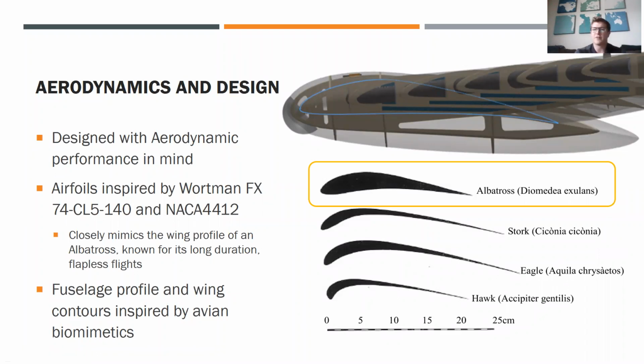So the inspiration for the aerodynamic design of this aircraft is birds. We looked at the albatross and at the airfoil cross section of their wing, and we wanted to closely mimic that, not only in the airfoil cross section, but in the fuselage profile, in the wing planform, and in the overall aircraft shape. We wanted to introduce some avian biomimetics as a part of this aerodynamic design.